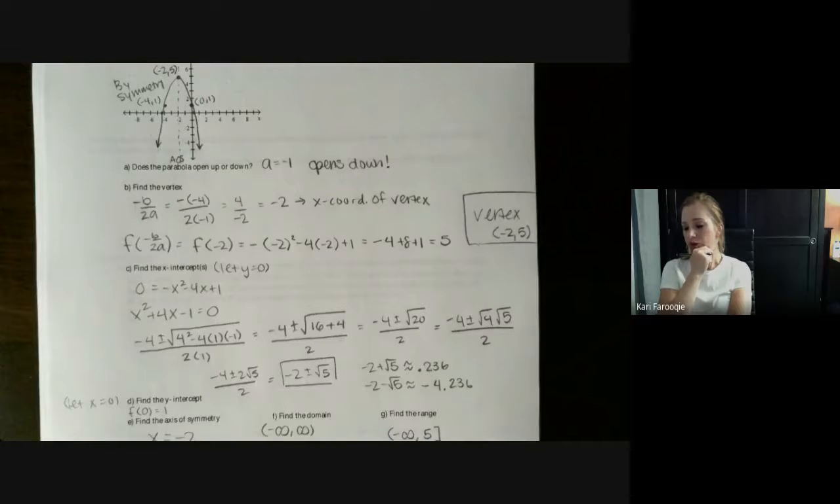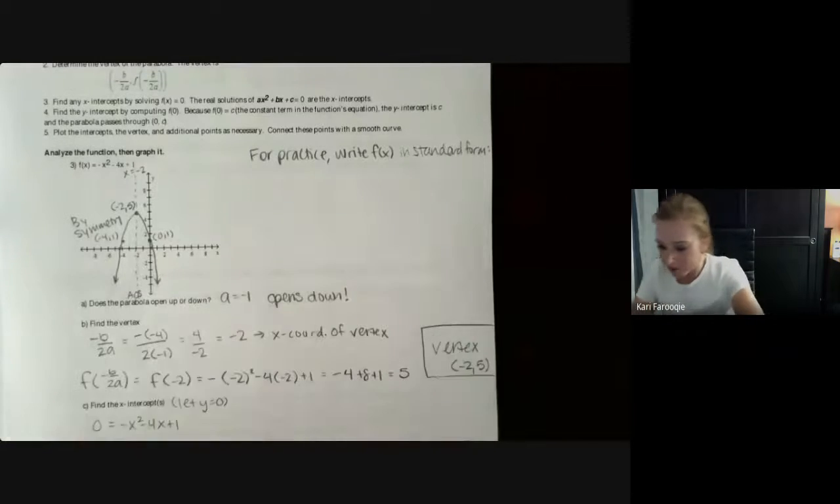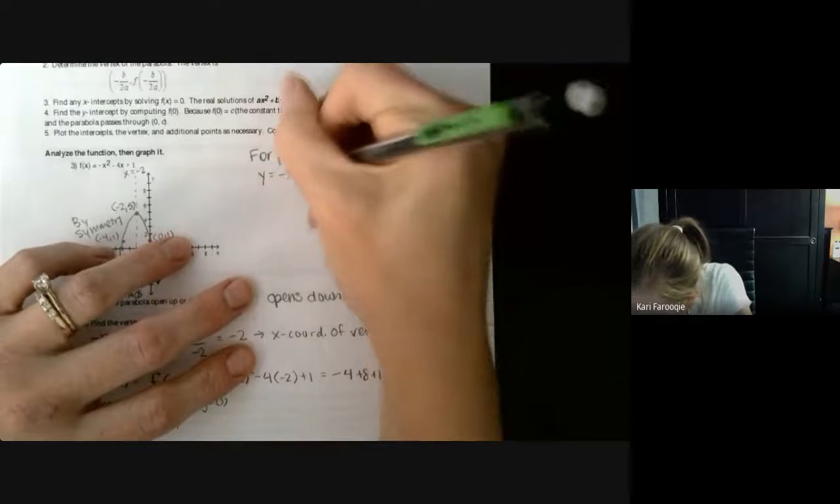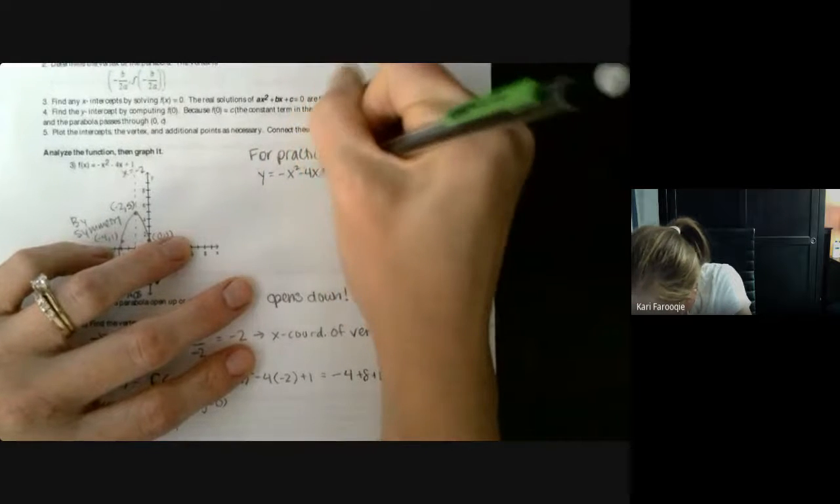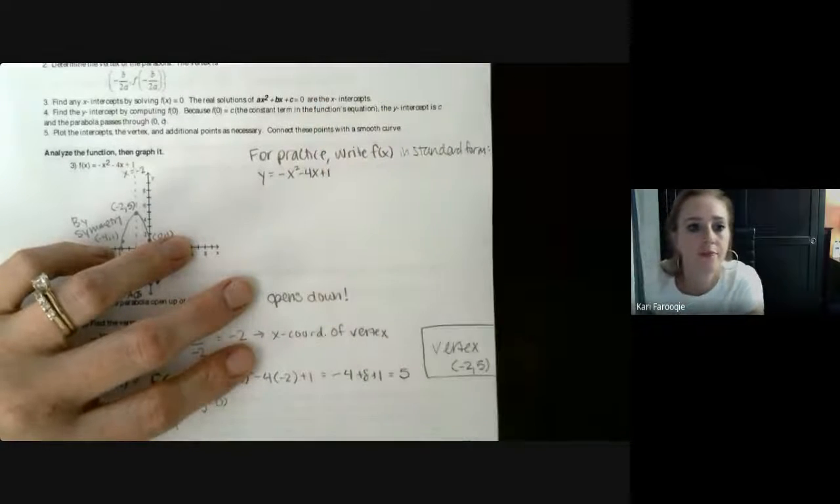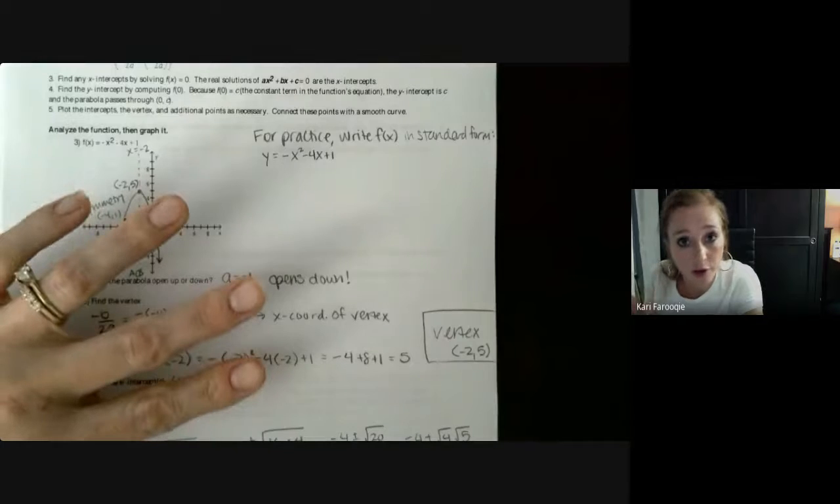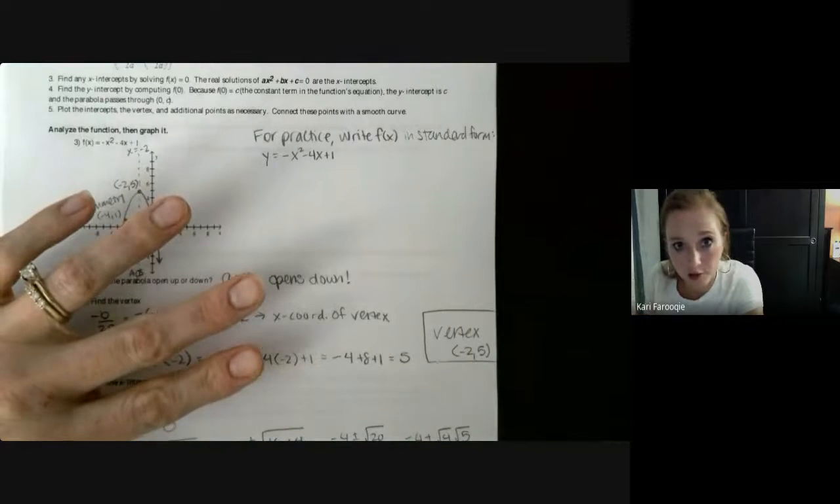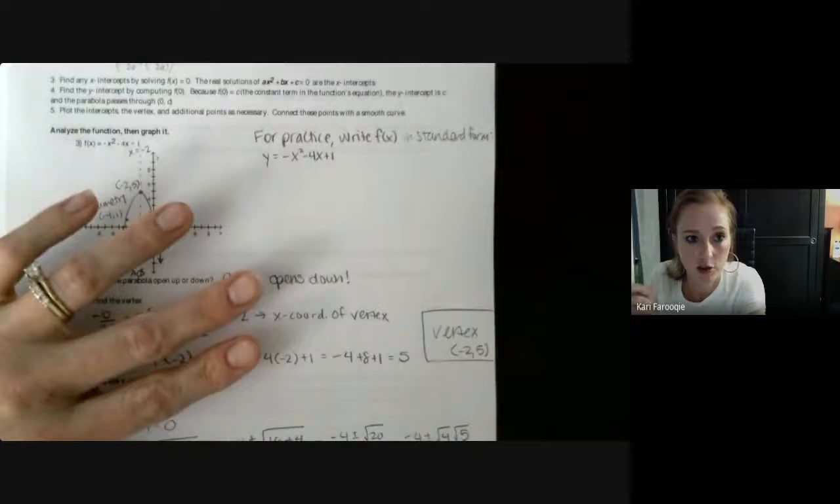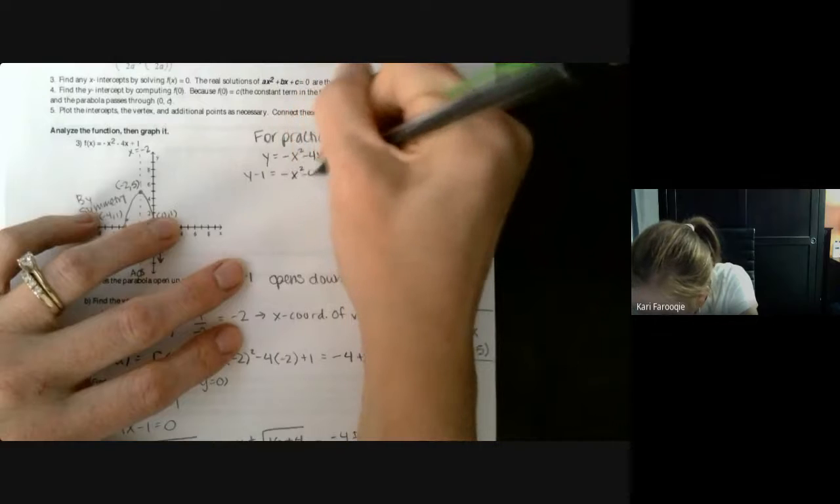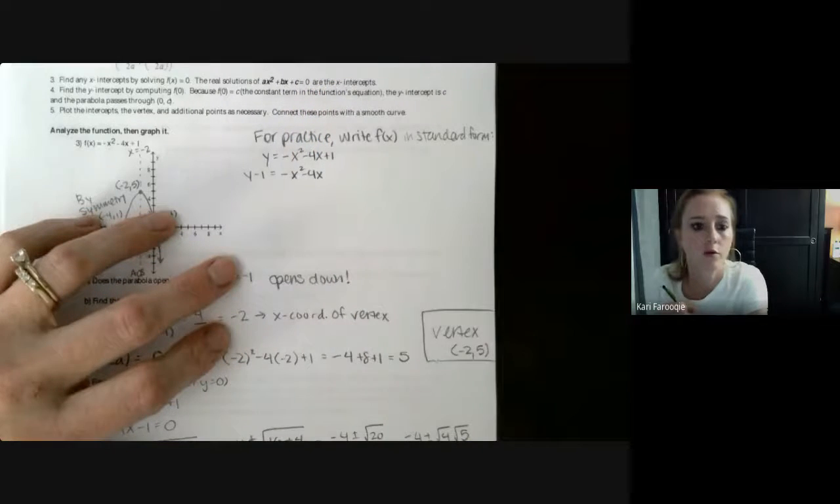All right, so for practice, let's write this function in standard form. Go ahead and change f of x to y. Now, anytime we're solving by completing the square, we want to move that constant to the other side. So subtract 1 on both sides. You have y minus 1 equals negative x squared minus 4x.